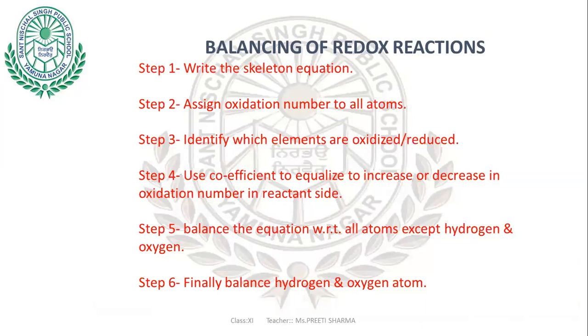How? First of all, we'll write a skeleton equation. Now we have to assign the oxidation number to all the atoms. We have to identify the elements which are being oxidized and reduced. And you have to use the coefficient to equalize the increase or decrease in oxidation number on the reactant side. And then you have to balance all the atoms except hydrogen and oxygen. And then the last step, finally, you will balance the hydrogen and oxygen atoms by using the hit and trial method. So let's see the example.